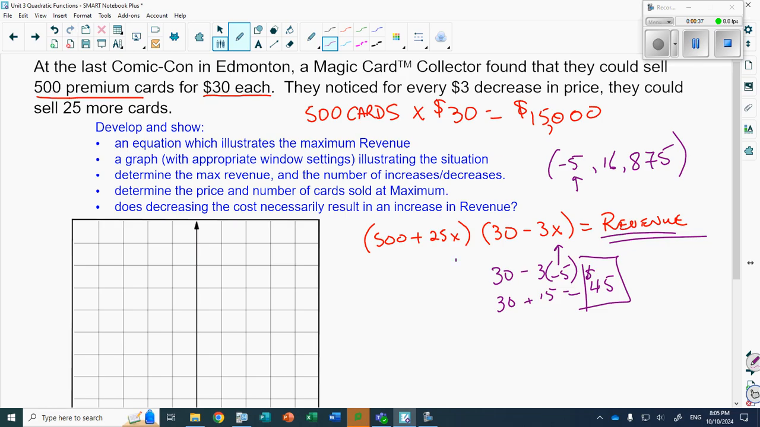Granted, though, by putting the -5 into here, look what happened. You had 500 cards to begin with, plus 25 times -5, which works out to be 500 minus 125. So he would only sell 375 cards, but he'd maximize his revenue to be $16,875.